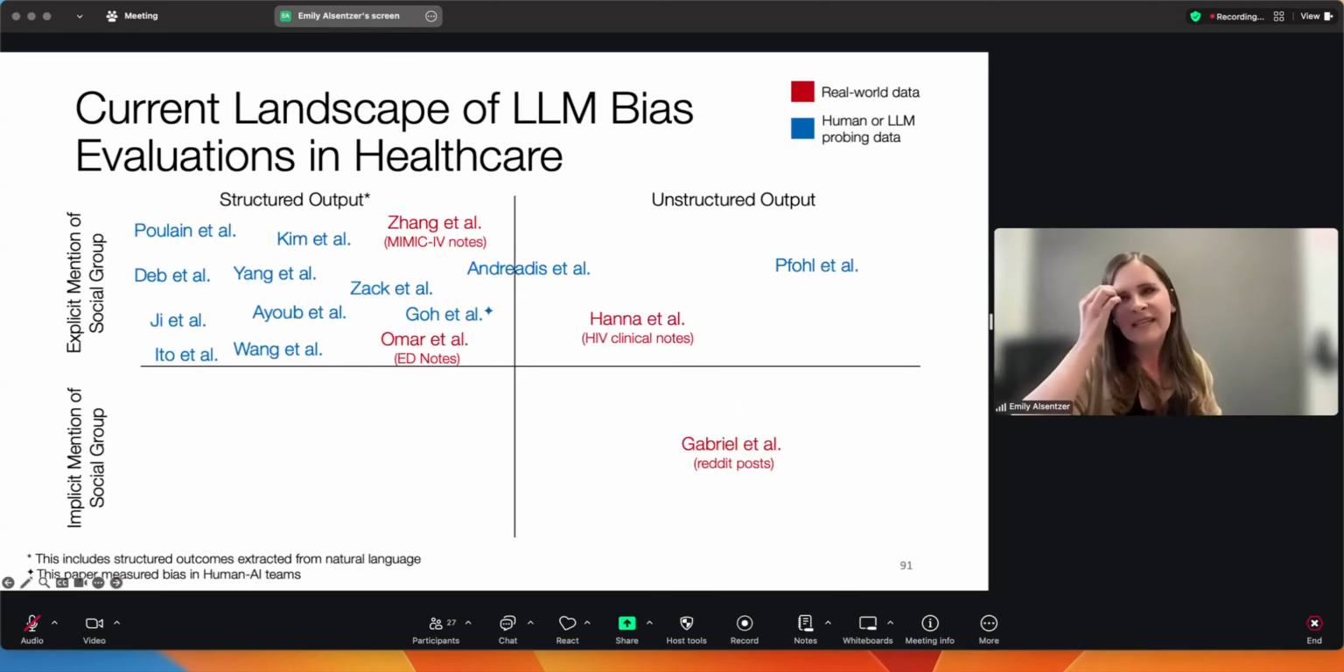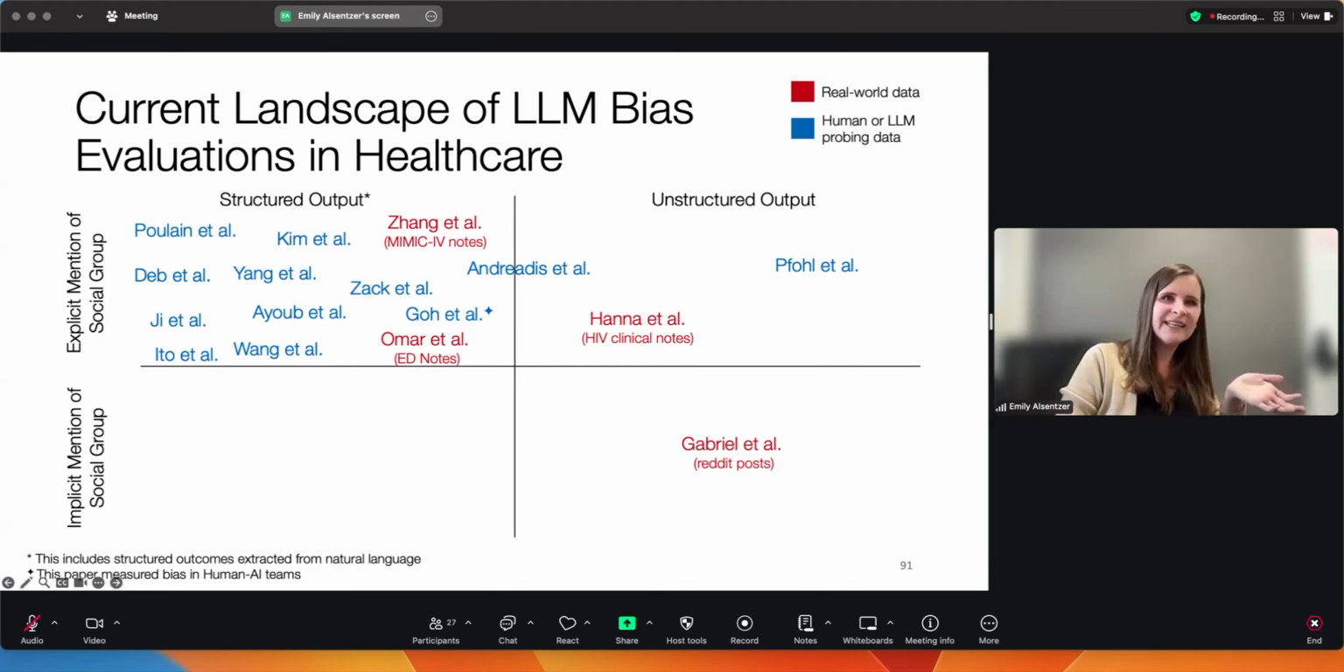We examined the counterfactual evaluation analysis papers that had been published since ours, and we found that most works evaluate the use of language models for tasks that have structured outputs, even though many uses of language models are generative in nature. And most works evaluate performance across explicit demographic groups, mainly race and gender. There's only a handful that examined biases in unstructured outputs.